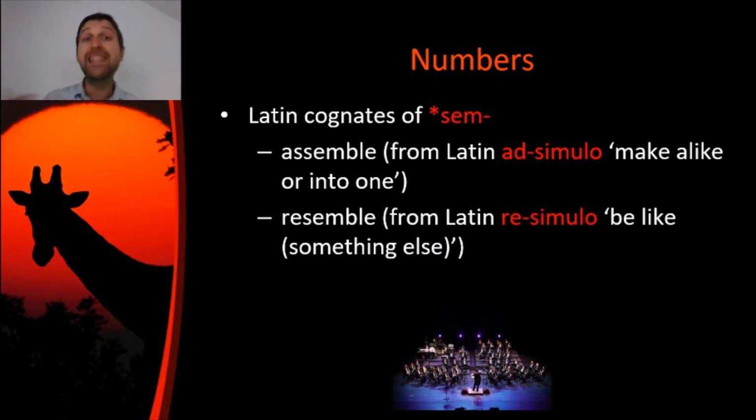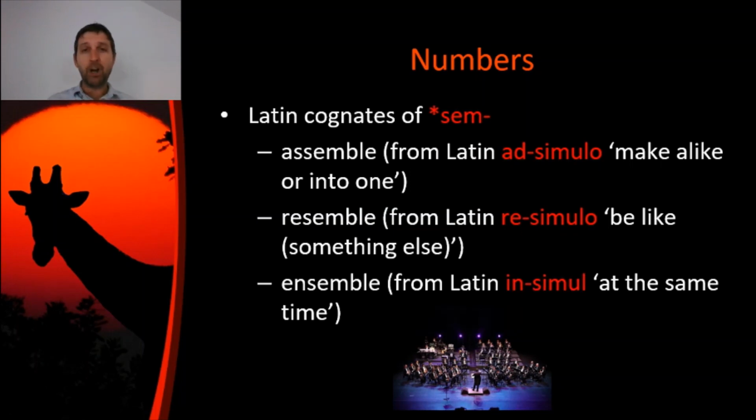How about resemble? Resemble comes from the Latin prefix re, plus simulo, which has the same idea of being like. If you resemble somebody, you are like them. You look like them, and that's essentially what that word means. But again, it comes through French, and that's why that B is in there, and the spelling and sound is a little bit different. Finally, how about ensemble?